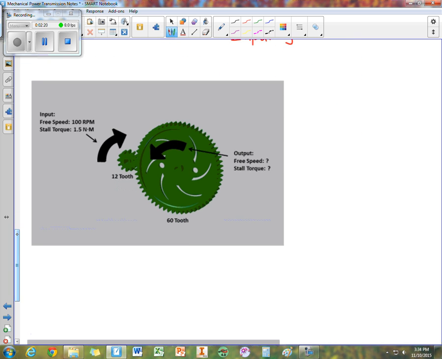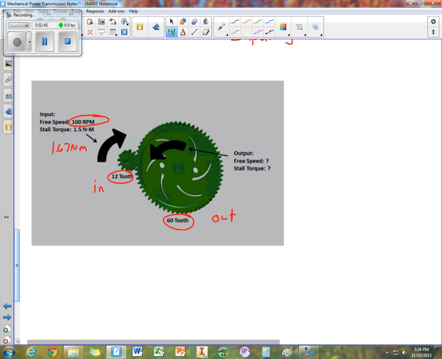So let's look at some math here then. Here's what I have. I have a 60 tooth gear meshed with a 12 tooth gear. The 12 tooth gear is my input. The 60 tooth gear is my output. The free speed is 100 RPMs, and I'm going to use 1.67 Newton meters for the stall torque. And what I want to know is what is the output speed and the output stall torque.